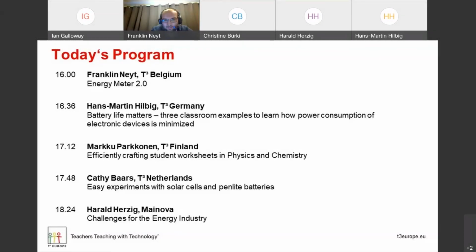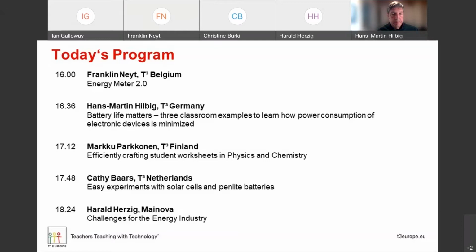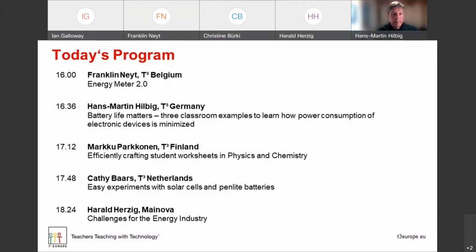Okay, let's move on, as Stefan says, to Hans-Martin Hilbig then, who's going to talk about battery life matters. And he's going to provide 3 classroom examples to show us how power consumption can be minimized. So Stefan, if you'd like to hand the ball from Franklin to Hans-Martin. Hans-Martin, you now have the ball, so it's over to you.